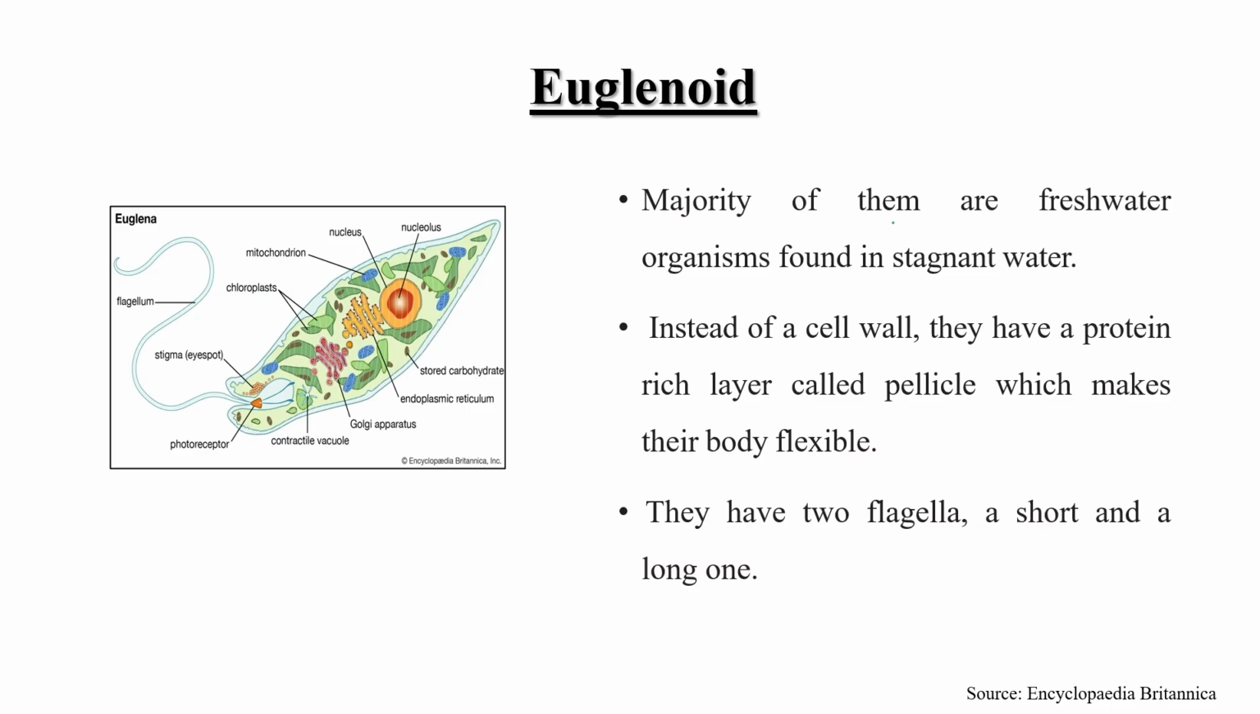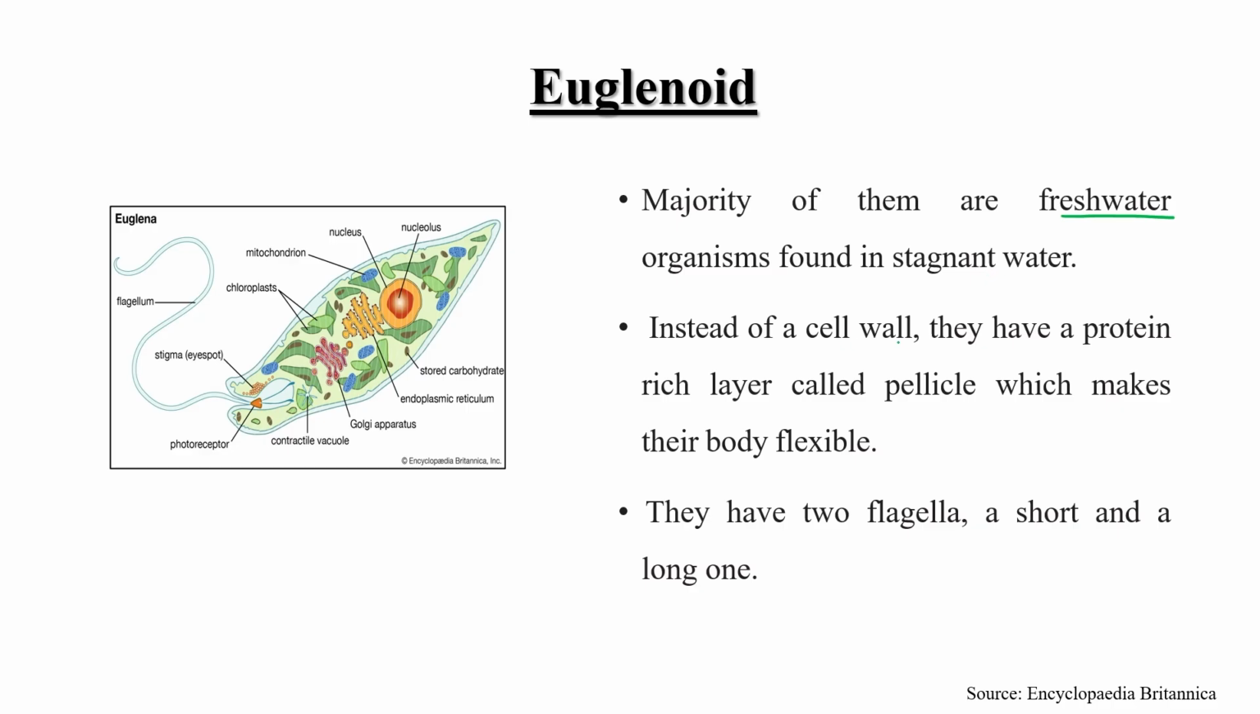So the majority of them are freshwater organisms. Dinoflagellates are marine habitat, but euglenoids are mostly found in fresh water and in stagnant water of fresh water, where the water remains still.